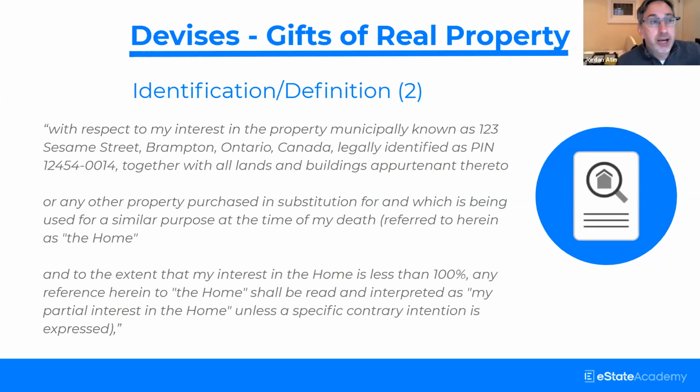So here's a sample drafting for real property, and this is the way we do it, but there's many ways to do it. It just talks about the municipally owned, then legally known as, and then the legally identified as with a PIN. Then you'll see in the middle paragraph, and I've sort of separated these, so normally they'd all be in one paragraph, but this is covering substitutional property. So, if I'm dealing with the home that's our principal residence, that's the one I'm giving away. Well, I might want to use some language that talks about any other property that's purchased in substitution for that property and which is being used for a similar purpose at the time of my death. So that's that kind of language.